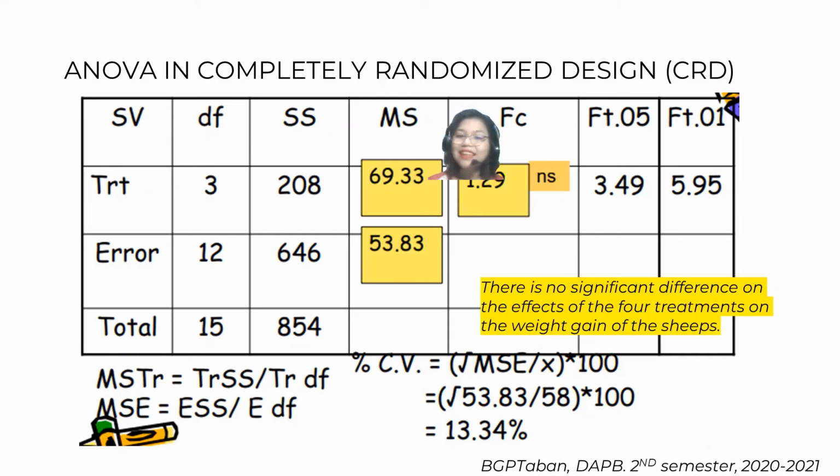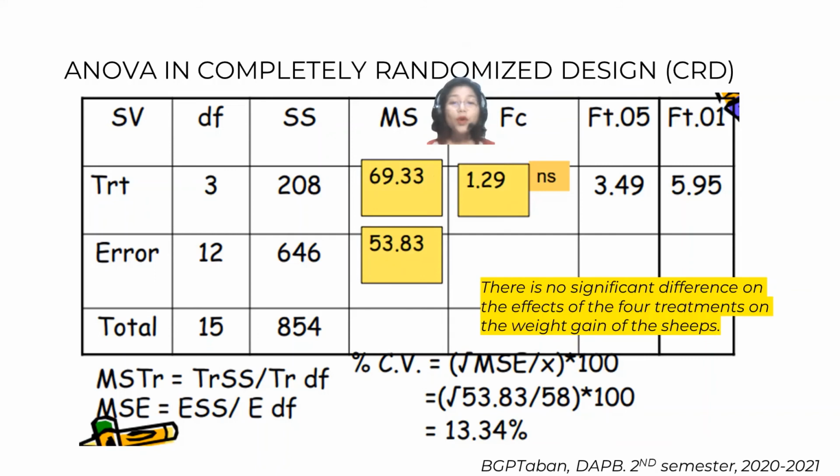Now, titignan naman po natin ang ating CV. So, to compute for the CV, it's just square root of MSE over the mean times 100. Ano po ba yung ating mean kanina? 58 po. Ano po ba yung ating MSE? 53.83. So, square root of 53.83 divided by 58 times 100, it's 13.34%.